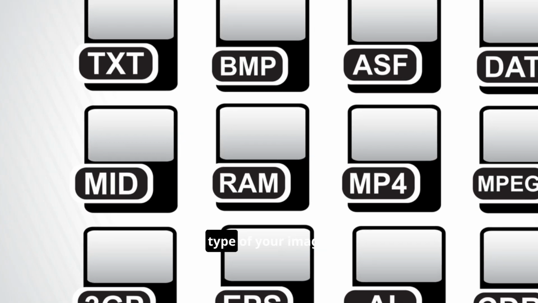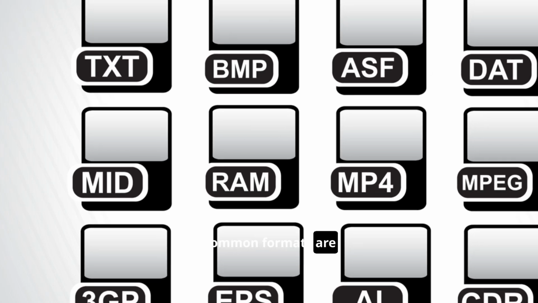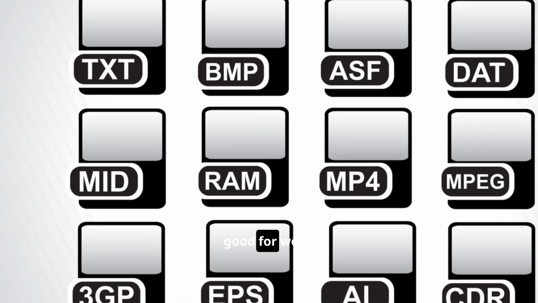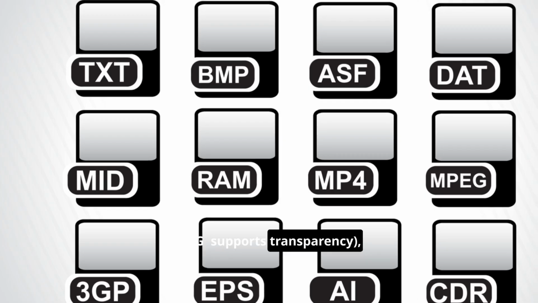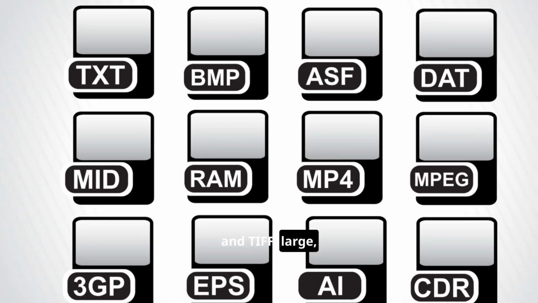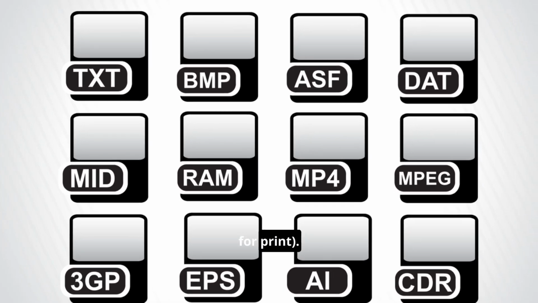Formats, the file type of your image. Common formats are JPEG, small file size, good for web, PNG, supports transparency, and TIFF, large, high-quality files for print. Resolutions, the number of pixels in an image. Higher resolution means more detail. DPI, dots per inch, is used for print, and PPI, pixels per inch, for screens.